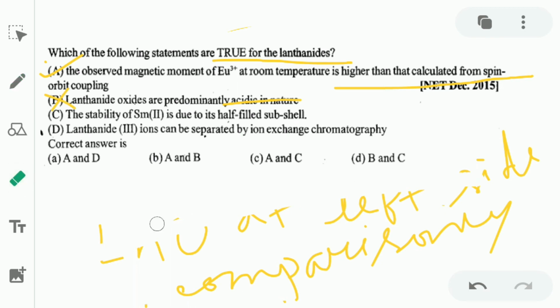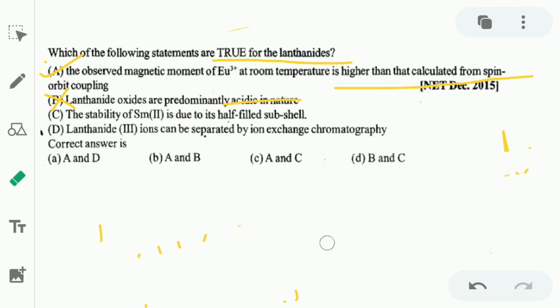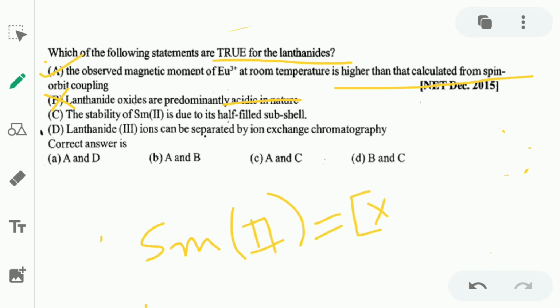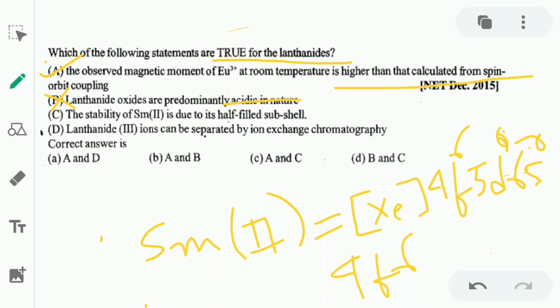So let's check out the next statement, which says that the stability of samarium 2+ is due to its half-filled subshell. Let's check the electronic configuration of samarium 2+. Samarium 2+ has electronic configuration xenon 4f6 5d0 6s0. Okay, that is 4f6. It is less than half filled 4f7. So this statement is also wrong.